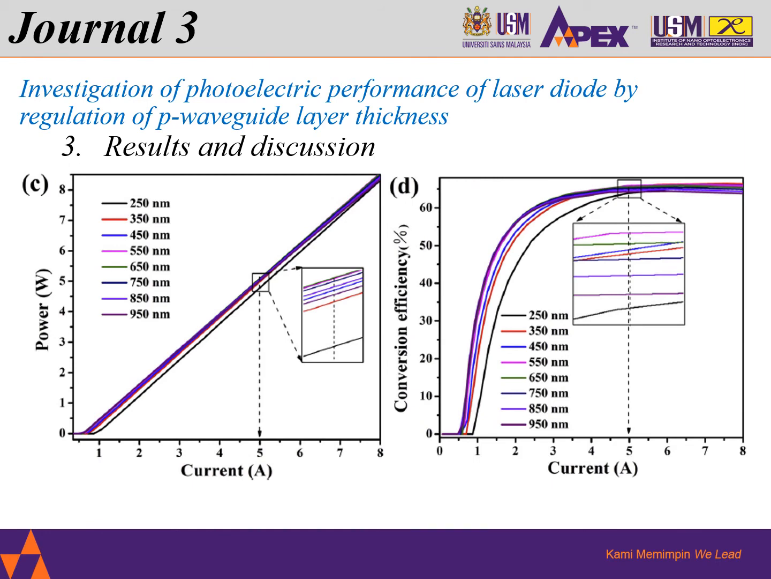So from the previous output, we can actually calculate to obtain the power conversion efficiency. By comparing all the range of P waveguide layer thickness, at the end the 550 is actually achieving the highest power output with the best conversion efficiency.